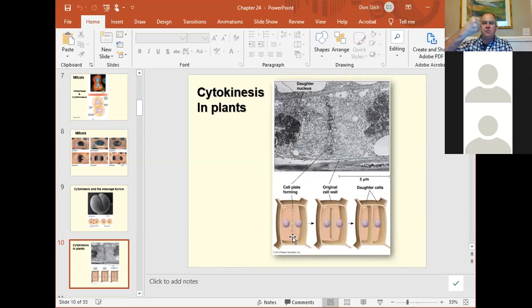So the vesicles fuse and then they form the wall between the two sides, much less dramatic.